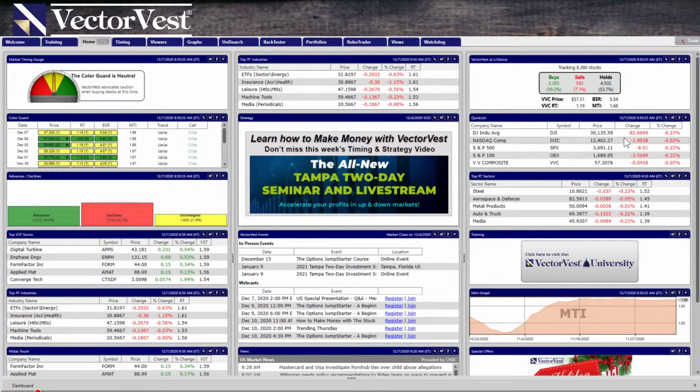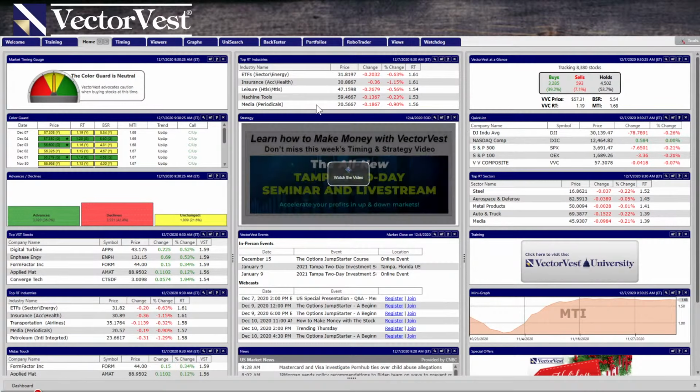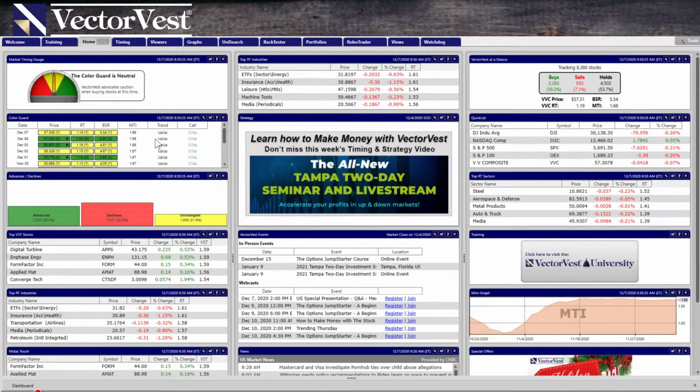So we all know from a VectorVest perspective that the market is looking for a top, right? What is today automatically starting out? The Dow is down only 72 points, but down for the session so far. The NASDAQ is slightly up in the green. S&P 100 and 500 are both down, and our VectorVest composite is slightly down. So the market is giving us a little bit of a bearish feel as of right now.